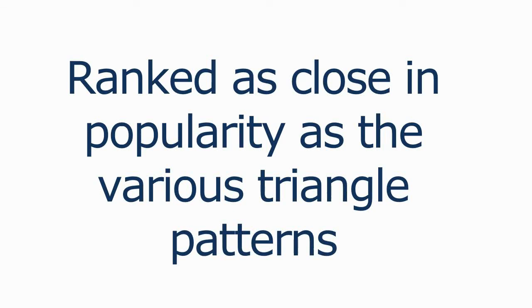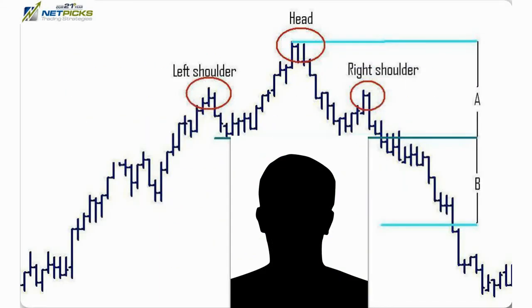Trading the head and shoulders chart pattern in the common way is to treat it as a reversal pattern, and it's probably ranked as close in popularity as the various triangle patterns that can be on a chart. Now the pattern is named due to the shape that the pattern takes that resembles the head and the shoulders of a human. And there are 3 peaks, with the middle one being the highest and the smaller peaks on each side of the middle peak.